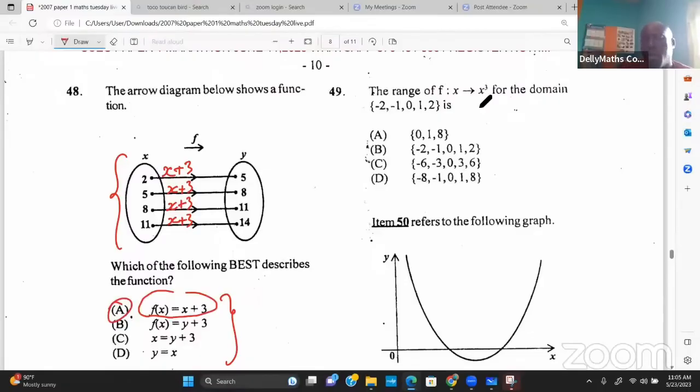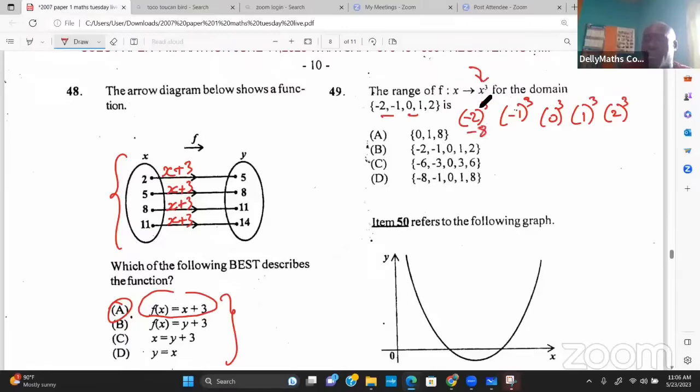49. The range of x to the third for the domain negative 2, negative 1, 0, 1, 2 is 1. Guys, substitute, right? X to the third, substitute. So you're going to substitute negative 2 to the third, then negative 1 to the third, then 0 to the third, then 1 to the third, then 2 to the third. You're going to substitute these values in the function.